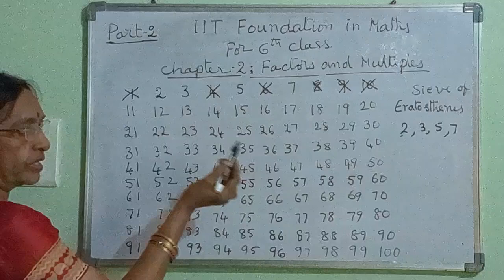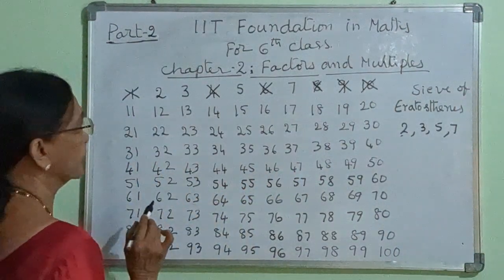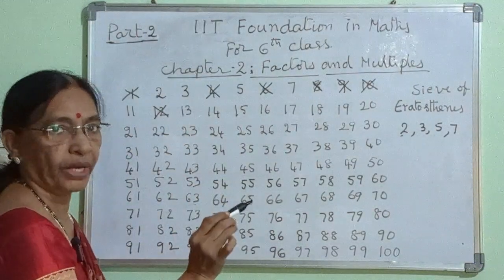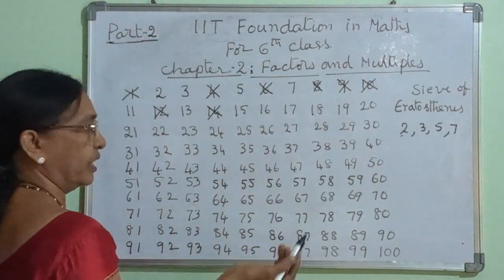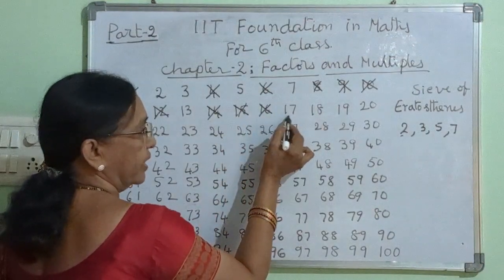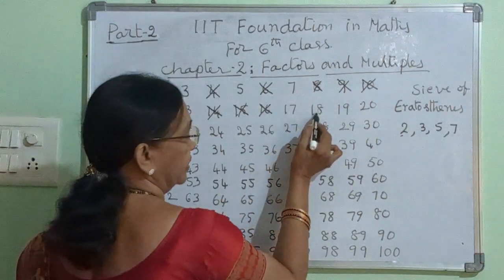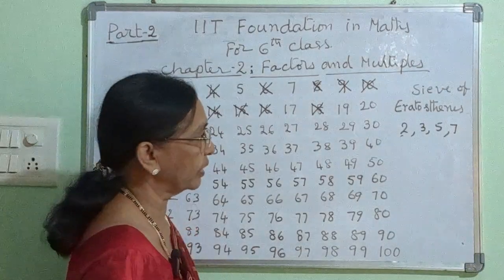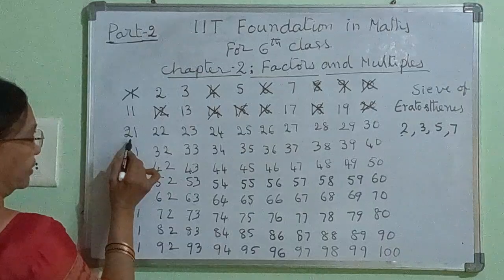11 is not a multiple of any of the numbers 2, 3, 5 and 7. Therefore, it is a prime number. 12 is a multiple of 2. 13 is again not a multiple of any of the four prime numbers. And 14 is a multiple of 2 as well as 7. 15 is a multiple of 3. 16 is a multiple of 2. And 17 is not a multiple of any of those numbers, so it is a prime. 18 is a multiple of 2. 19 is not a multiple of 2 or 3 or 5 or 7. And 20 is a multiple of 2. 21 is a multiple of 3.